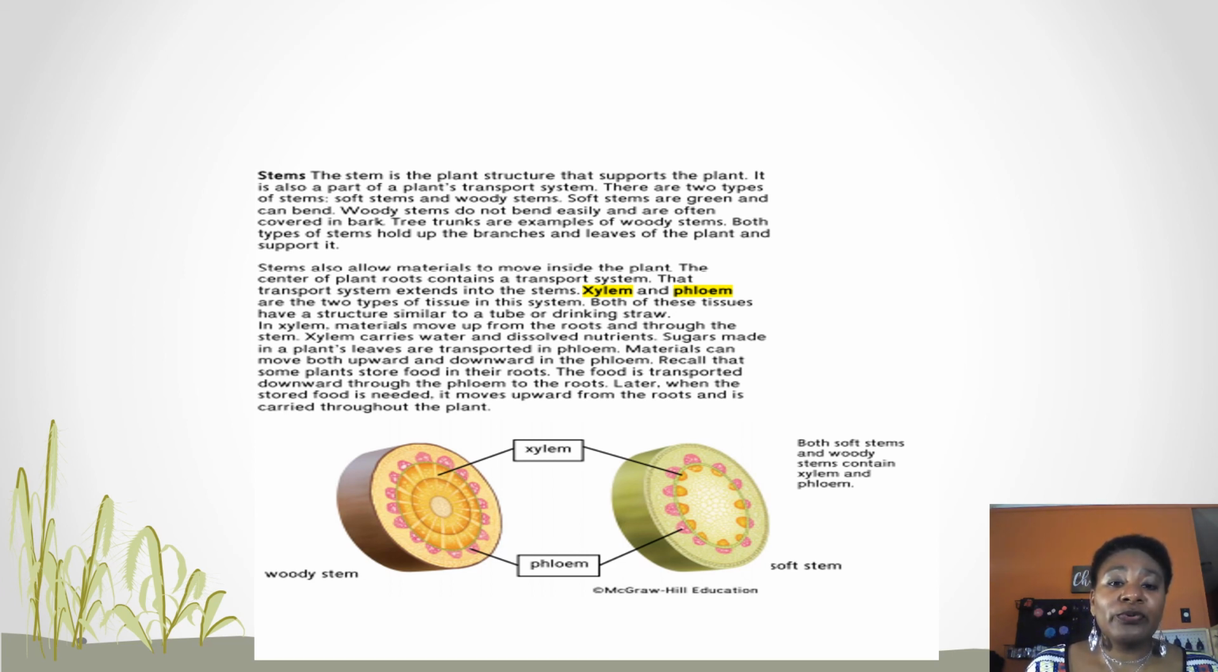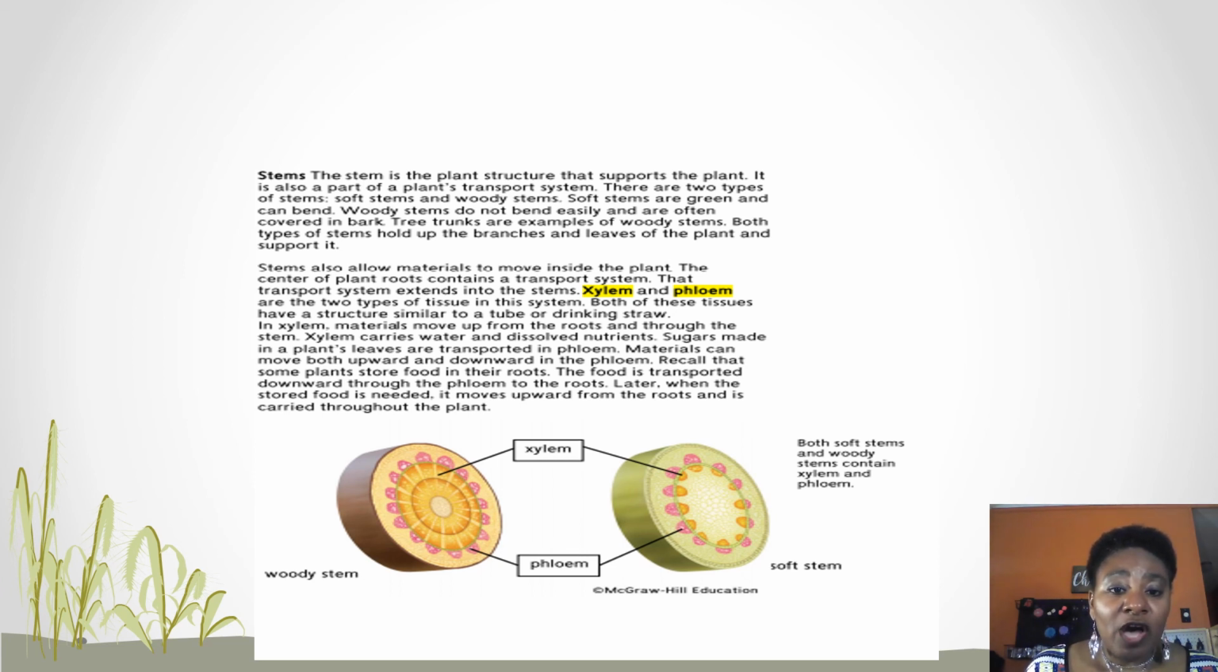The center of the plant roots contains a transport system. That transport system extends into the stems. Xylem and phloem are the two types of tissue in the system. Both of these tissues have a structure similar to a tube or drinking straw. In xylem, materials move up from the roots and through the stem. Xylem carries water and dissolved nutrients. Sugars made in a plant's leaves are transported in phloem.